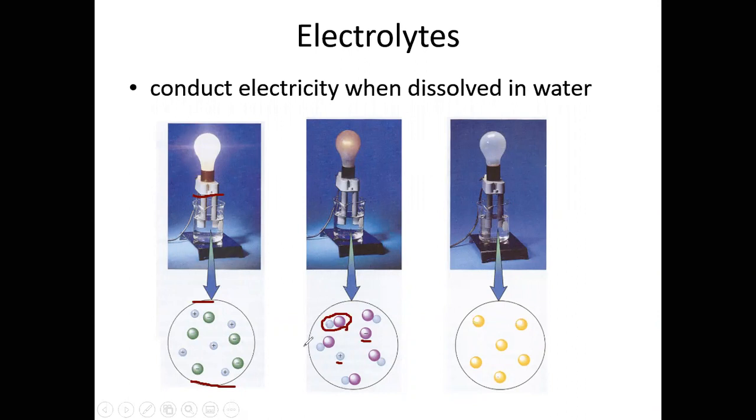Another type of compound, you put it in water, mostly molecules, very few ions, causes the light bulb to have a slightly dim lighting. And then the other group of compounds, you put it in water, they don't dissociate. So since there's no ions in solution, it doesn't cause the light bulb to light up. And we're going to talk about each one of these types of electrolytes and which compounds fall into each category.